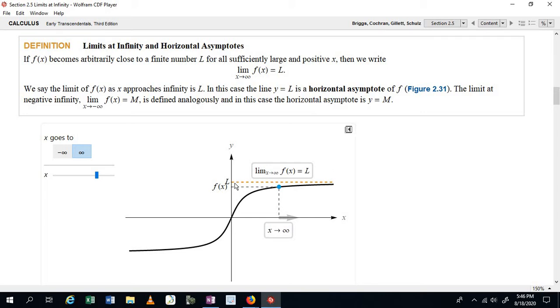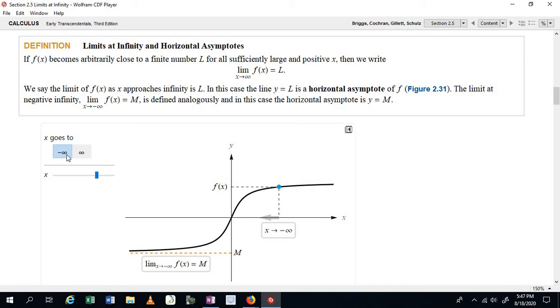By the way, notice here that you also have a horizontal asymptote at the line y equals L. So if you have a limit at infinity that's equal to a finite number, then you also have a horizontal asymptote at y equal to that particular finite number, in this case L.